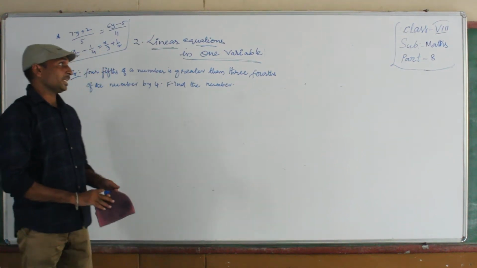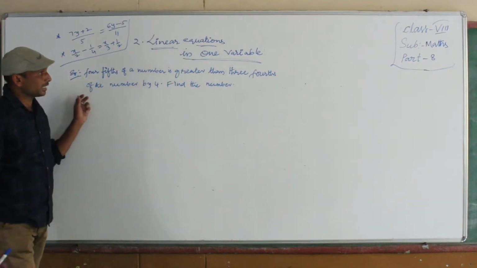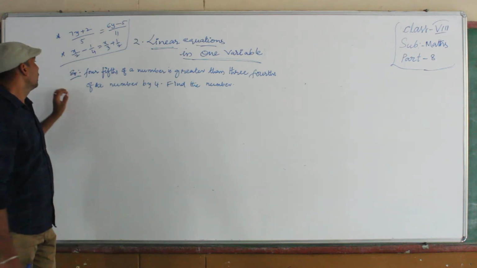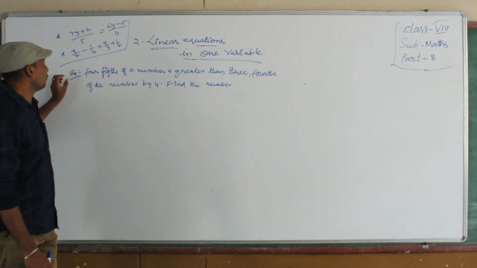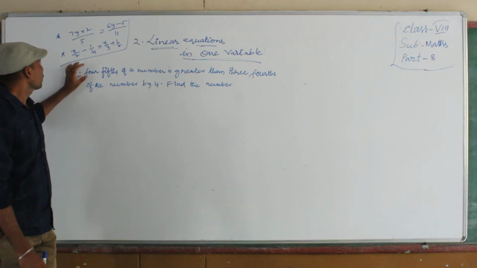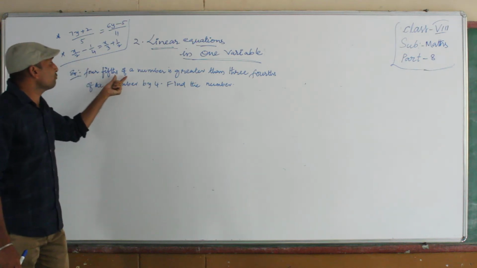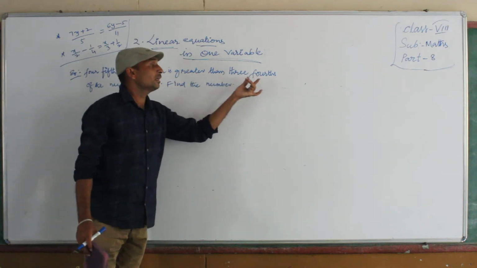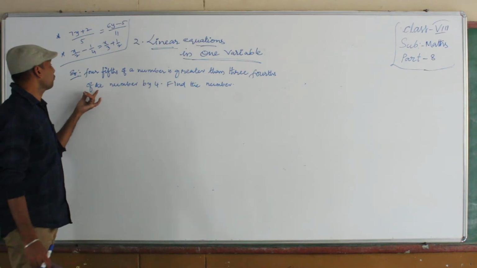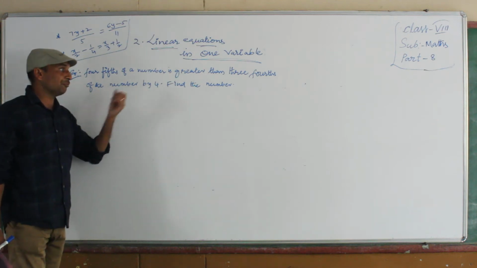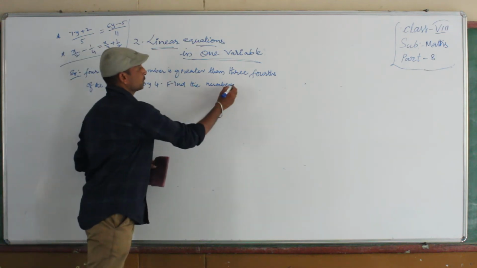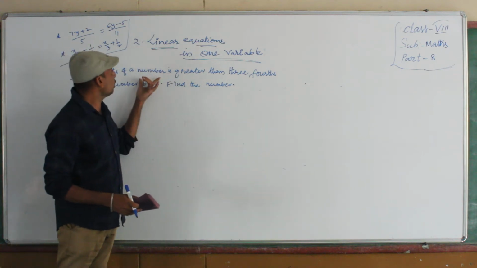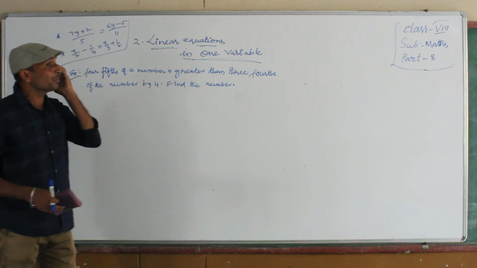Children, next we will go through an example problem, a word problem. This is very important, so listen carefully. The problem is: 4/5 of a number is greater than 3/4 of the number by 4. Find the number.